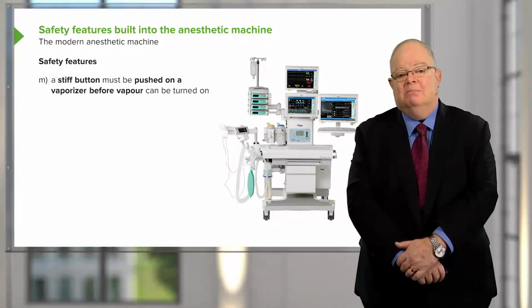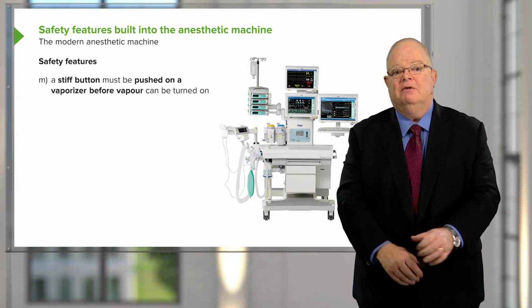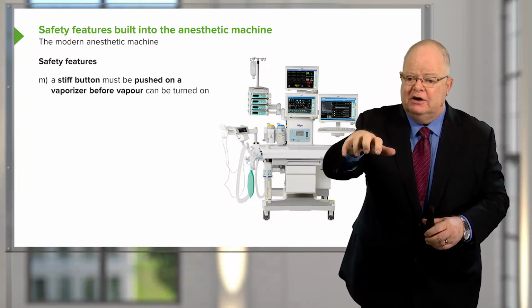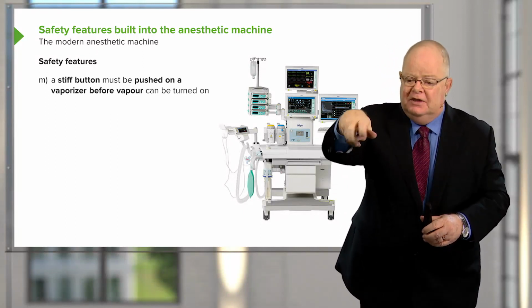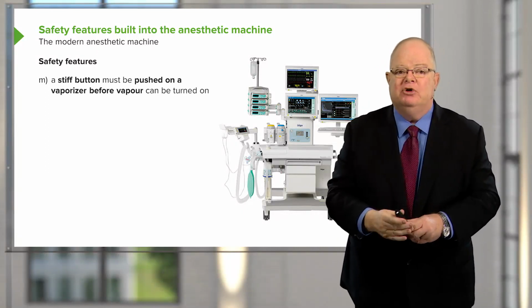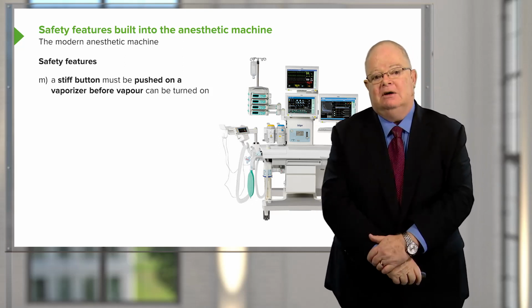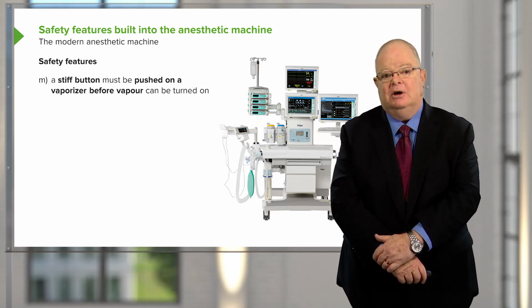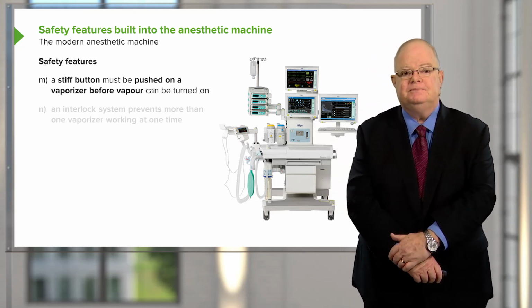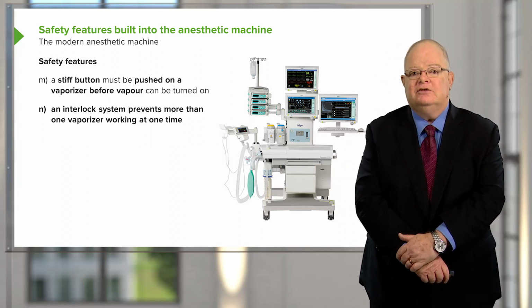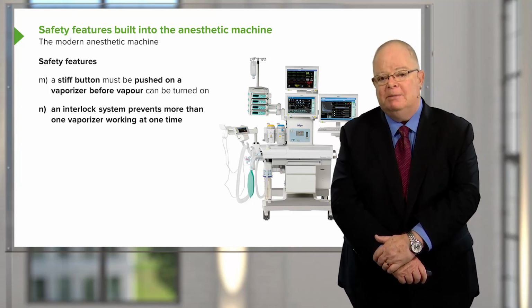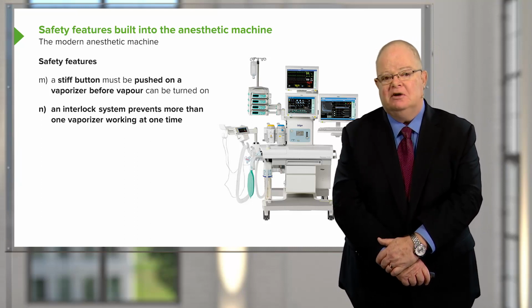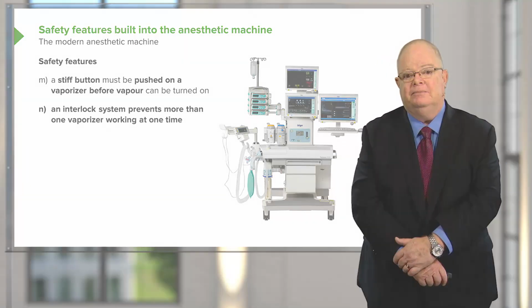And a stiff button must be pushed on the vaporizer before vapor can be turned on. So there's either a catch that you compress with your fingers, or there's a button on the vaporizer dial that you have to push. And it's a bit of a push before you can turn it and change the vapor dose that you're providing. There's an interlock system which prevents more than one vaporizer from working at one time. So if you turn on the desflurane, you can't turn on the sevoflurane, and vice versa.